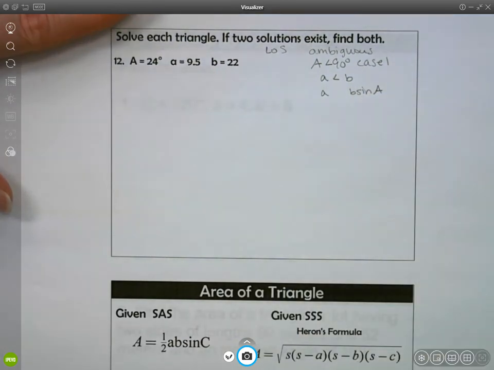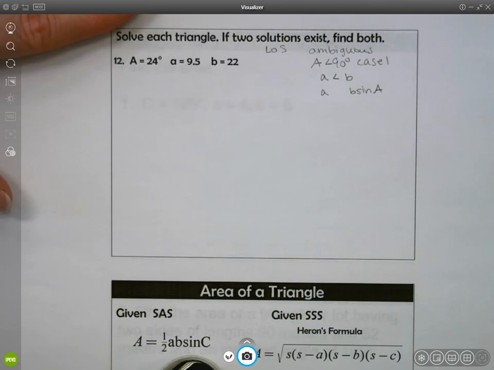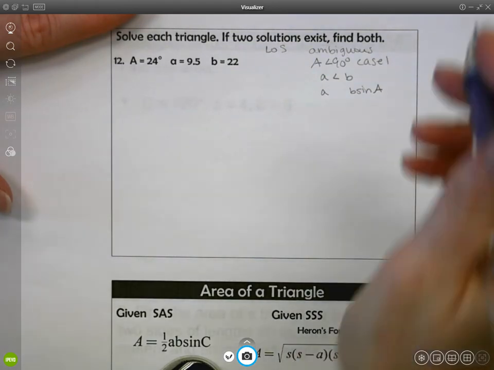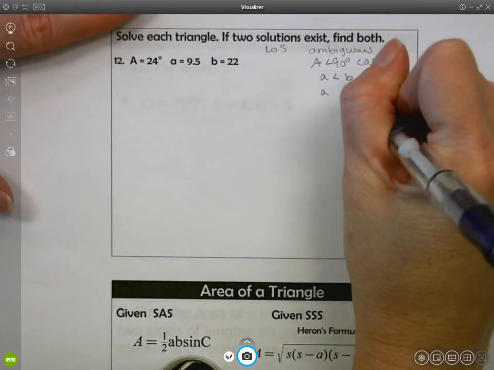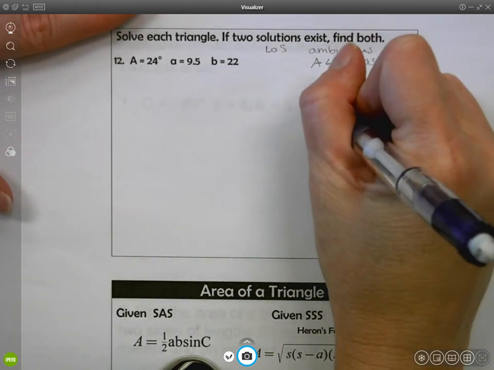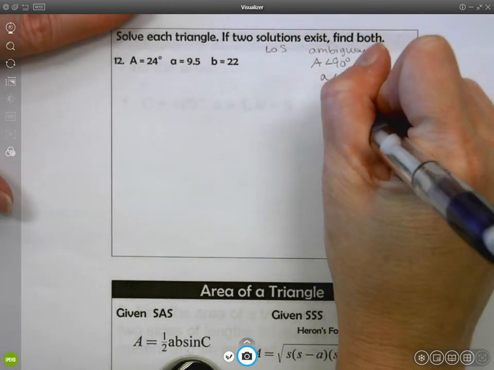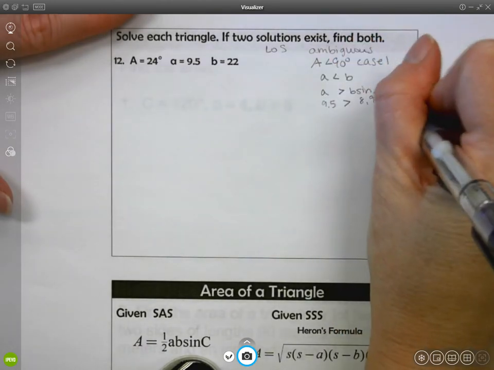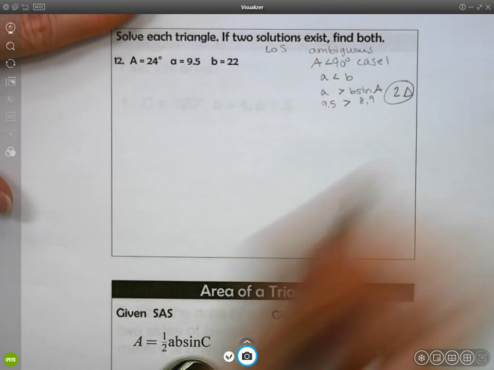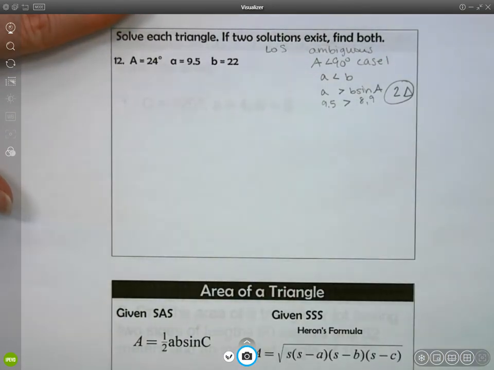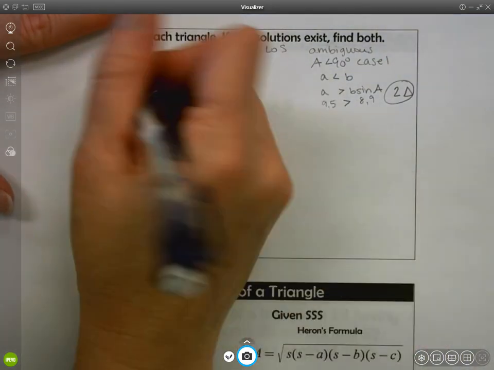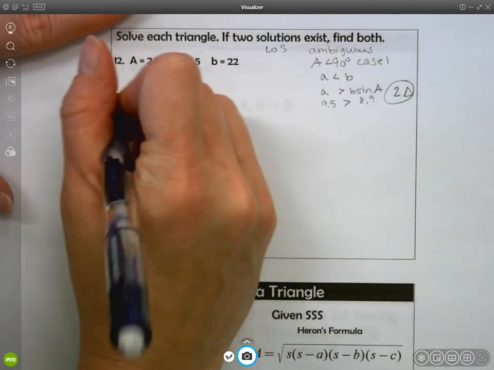So if I do 22 sine of 24, so B times the sine of A, I get 8.9. And side A is 9.5. That is greater, which means we have two triangles. All right, so we're going to have to figure out triangle 1 and triangle 2.